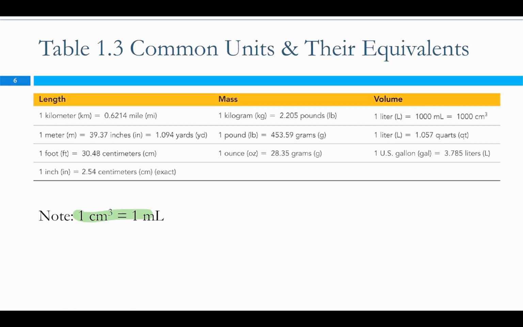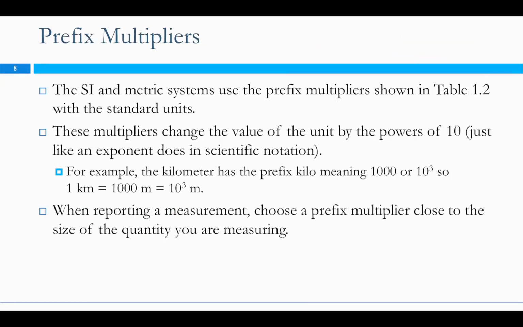You don't really need to memorize English to metric unit conversions. I care about those less. What you will need to learn are prefix multipliers. Prefix multipliers are basically how the SI unit system deals with the fact that a meter is only this long. That doesn't work for, I don't know, how far it is from the Pacific Ocean to the Atlantic Ocean, right? Talking about that in terms of meters, it's going to be a lot of meters.